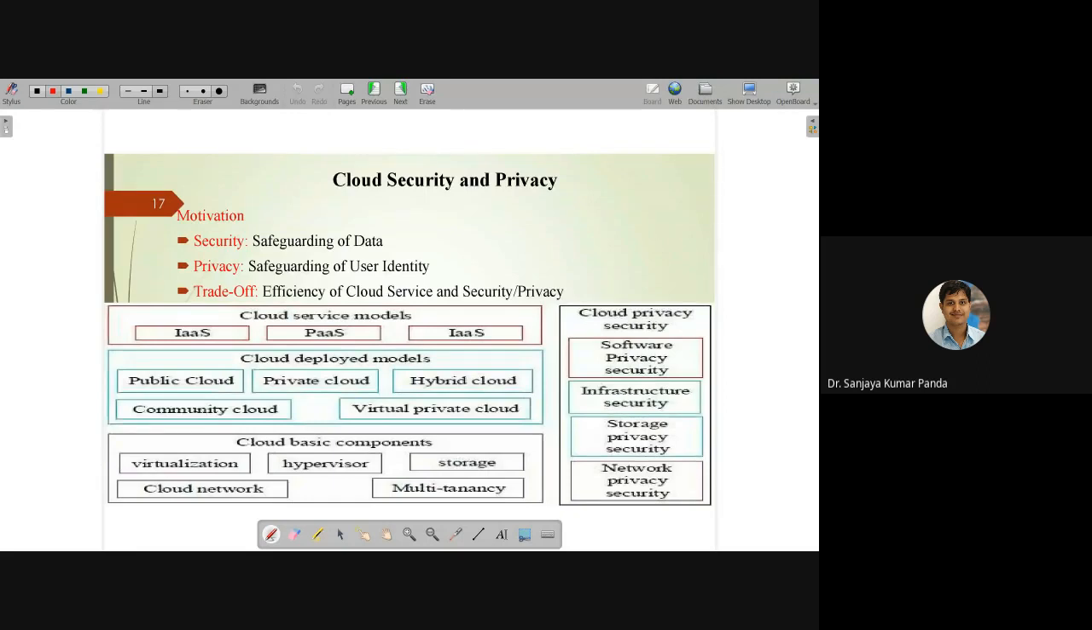Okay, your private information should not be available to others. So always there is a trade-off when you go for security and privacy mechanisms. You will find there is a trade-off between the efficiency of a cloud service and security and privacy. Like I usually give an example. For example, you want to travel from Warangal to, let's say, Hyderabad. The distance between Warangal and Hyderabad is 140 kilometers.